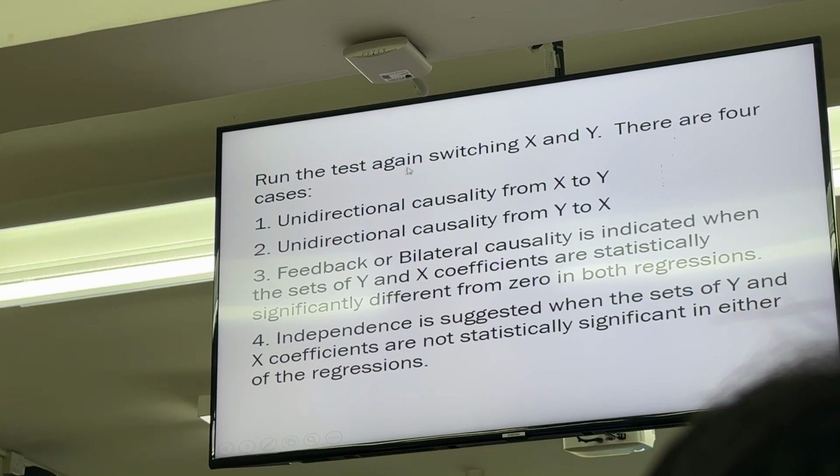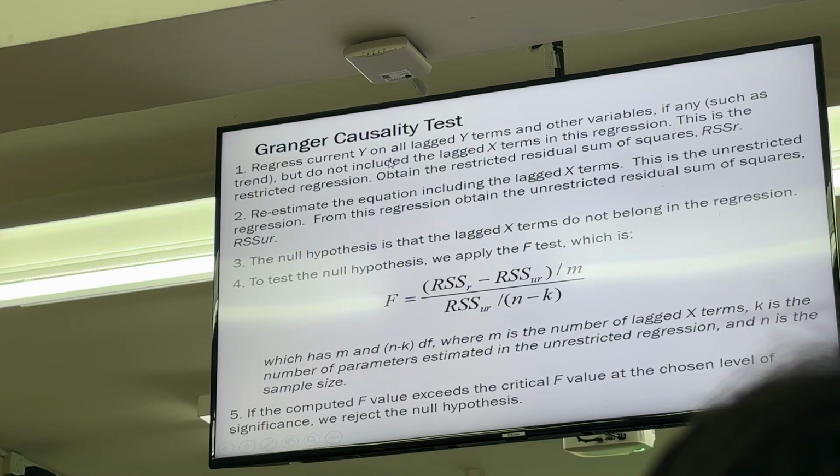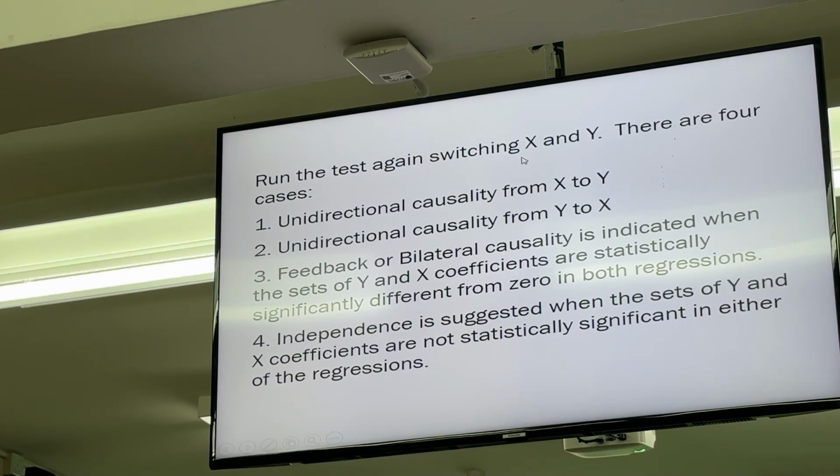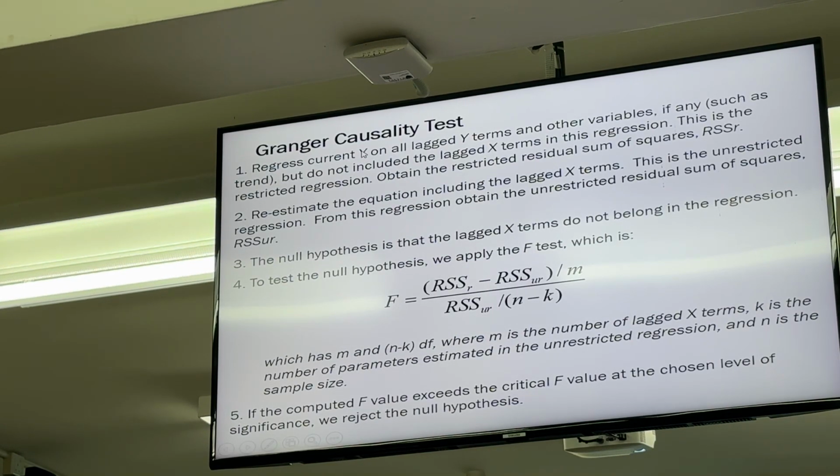So you also can run whether y Granger causes x. If you want to test the other way, whether y Granger causes x, then you have to switch the x with the y, right? So you rerun the x on all the lag x, then obtain the residual sum of squares, right? And then you rerun the x on the lag y and the lag x. This is the unrestricted. Just turn around the variables.